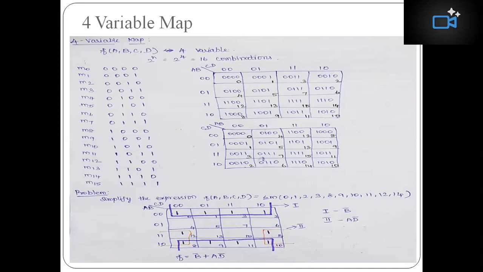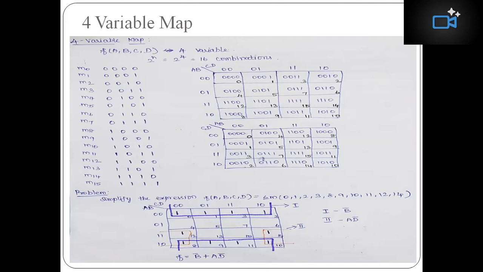For group 1, check the column values. The column values are different. Here, all 4 columns are taken, so we cannot find any common variable in these 4 columns. So consider only the row values. The first row is 0, 0, and row 4 is 1, 0. Only B complement is common in both these rows. So take the value for group 1 as B complement.